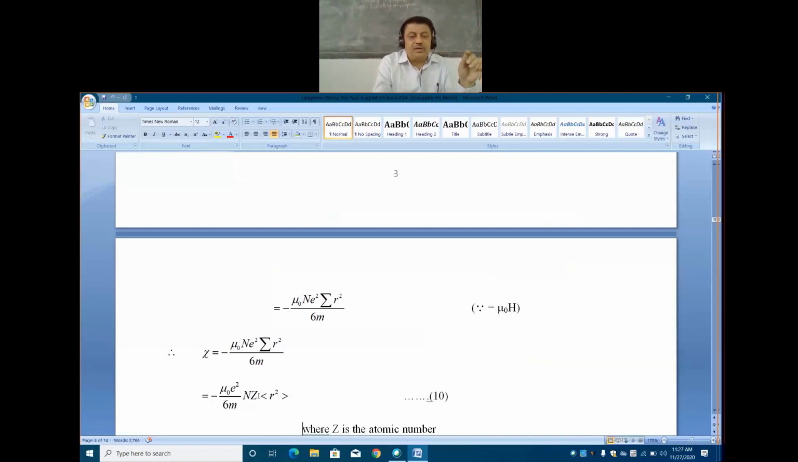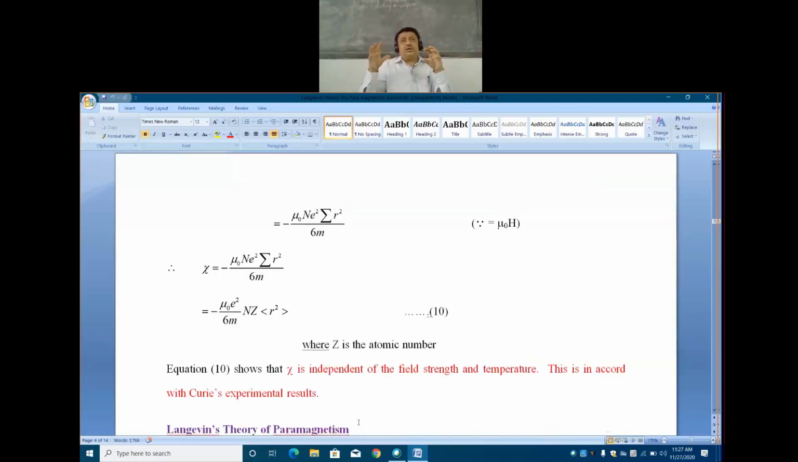Z is the atomic number. You know that the atomic number is the total number of positive charges inside the nucleus. That also says it is the number of electrons, so the total number of positive and negative charges are the same. So Z gives you the atomic number, and n is the total number of atoms. Z is the number of electrons in the atom. So minus mu naught e square by 6m n Z and average value of r square.